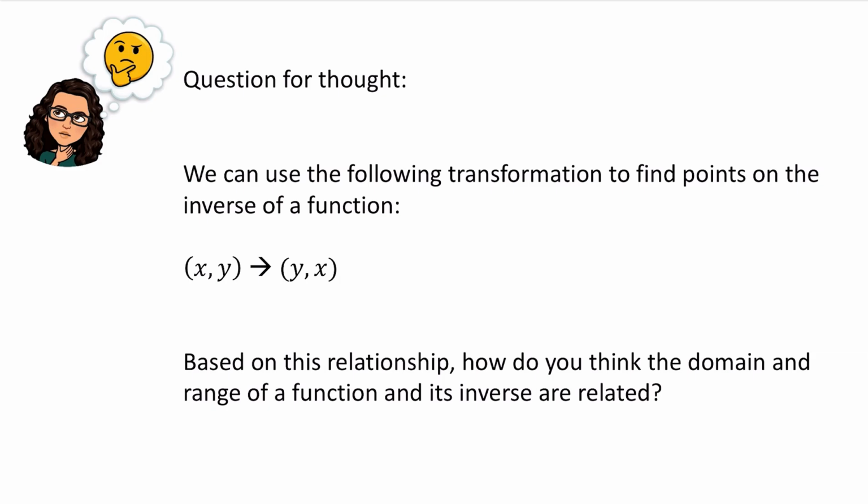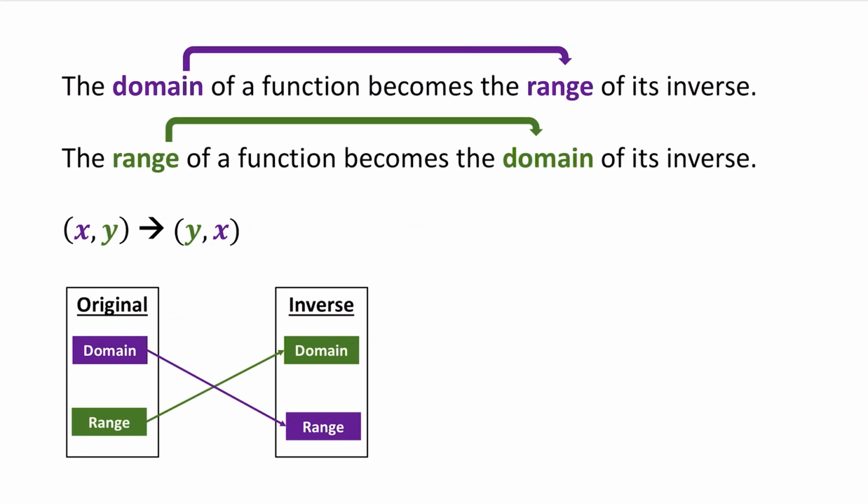xy becomes yx. Well, based on this relationship, how do you think that the domain and range of a function and its inverse are related? Remember that the domain is all possible x values, right? And the range is all possible y values. So what do you think happens when we do this? Well, interestingly enough, the domain of the original function, like the domain of f of x, will become the range of its inverse, right? Because x is going to become y. The range of the original function is going to become the domain of its inverse because y is going to become x, okay? So that's what's going to happen here.